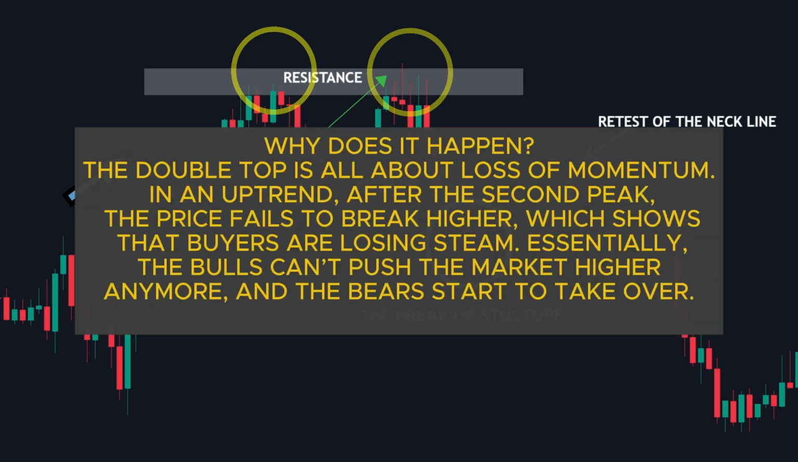Why does it happen? The double top is all about loss of momentum. In an uptrend, after the second peak, the price fails to break higher, which shows that buyers are losing steam. Essentially, the bulls can't push the market higher anymore, and the bears start to take over.